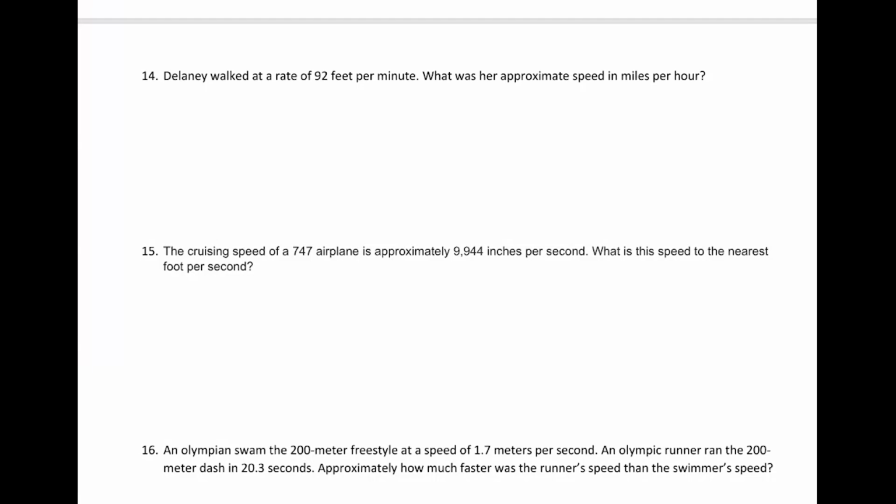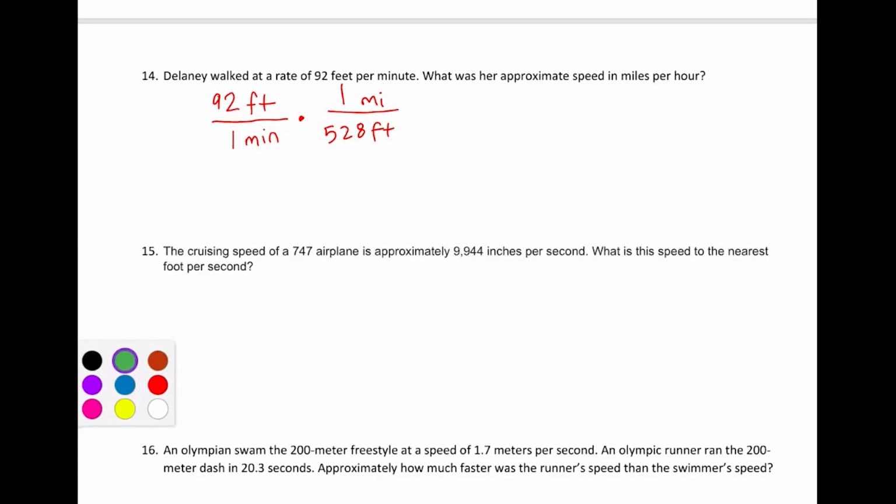Now I'm going to work this a little differently, but hopefully you can see. So 92 feet per 1 minute, and we're going to start with going from feet to miles. So there are 5,280 feet in 1 mile. So this is going to give me miles per minute. That doesn't quite get me to miles per hour, but I'm going to start there.